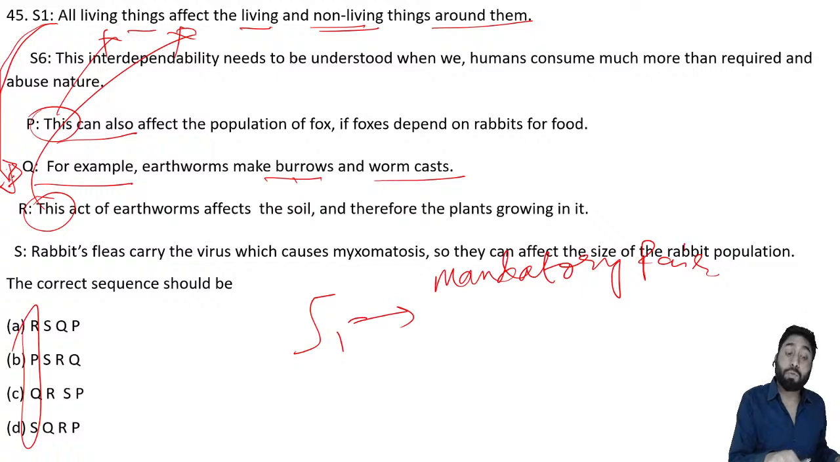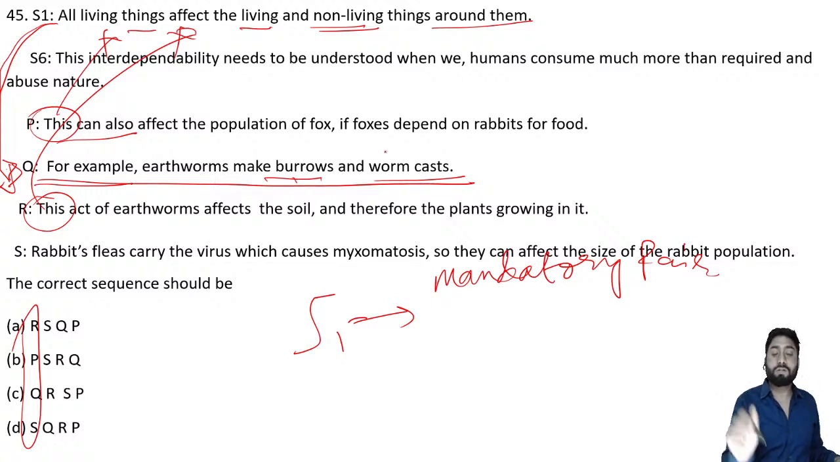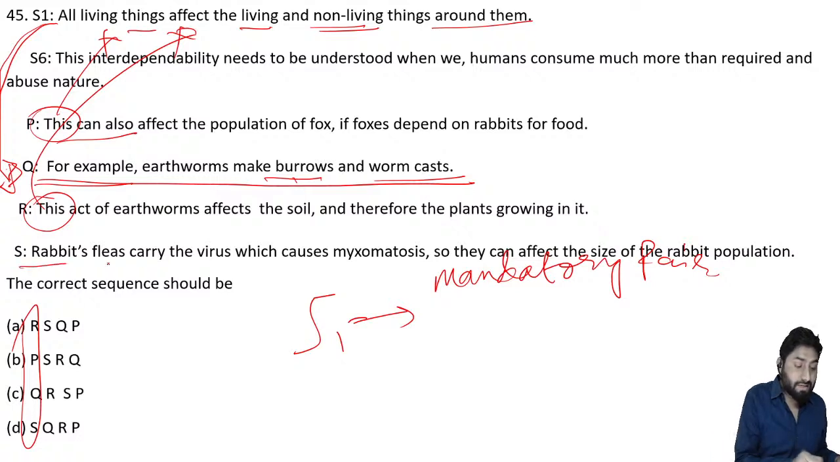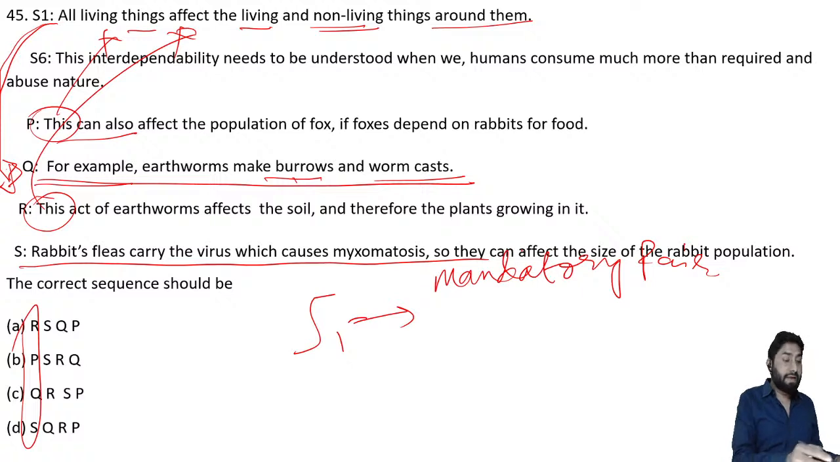This can also affect the population of fox, if foxes depend on rabbits for food. No. Right? P is not linked with S1. P is linked more with Q. For example, earthworm makes burrows and worm casts. This can also affect the population of fox, and if foxes depend on the rabbits for food. And rabbits की बात तो यहाँ हो ही रही है, राइट? सो एनीवे, सो अगर हम S1 के साथ लिंक बनाने की बात करें तो S1 is more comfortable with Q.